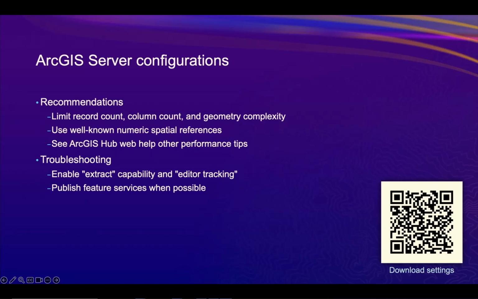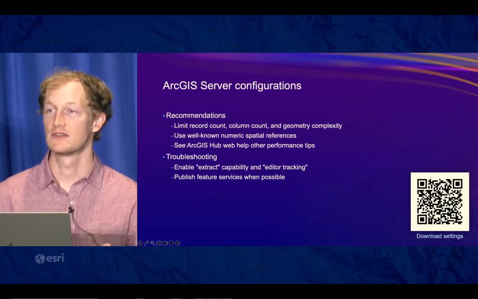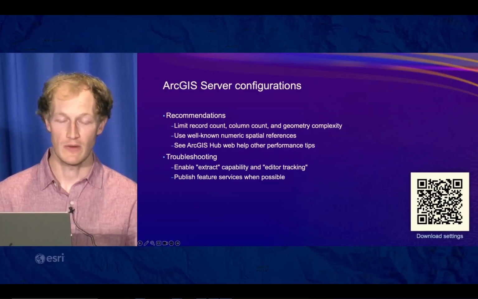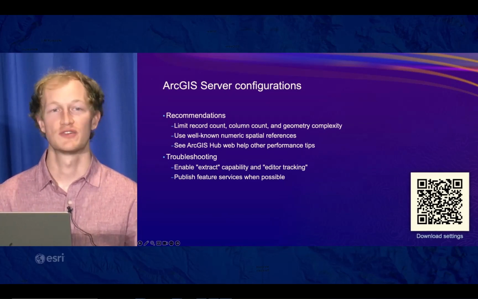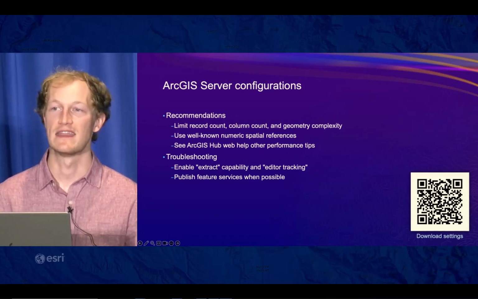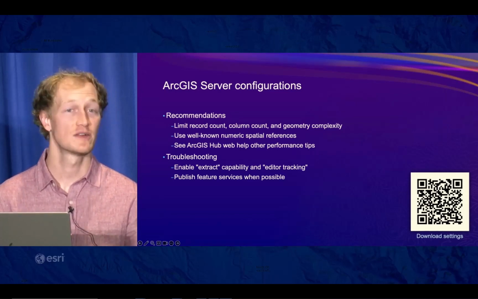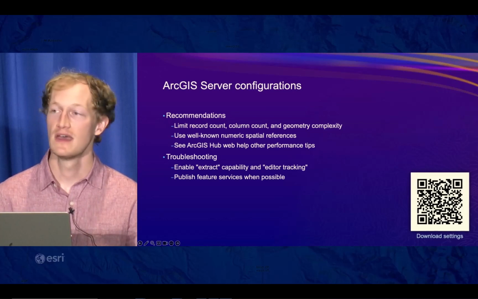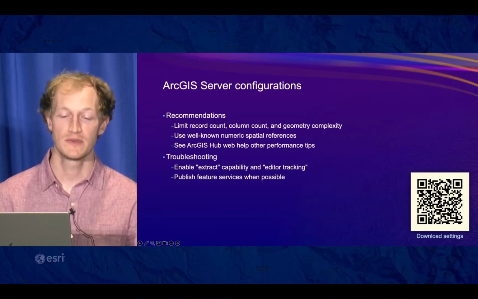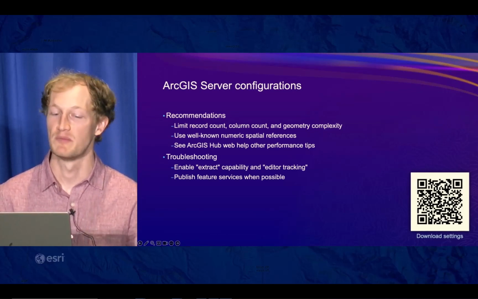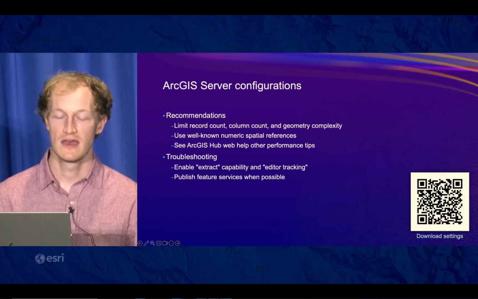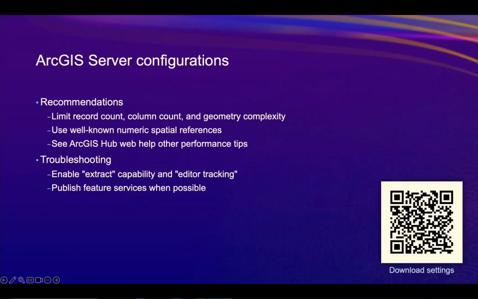Two of the biggest things we know about with troubleshooting are because certain settings are not turned on. We've worked with Enterprise and Online to try to get these turned on by default, and it hasn't happened yet. So if you have management workflows where you can't turn these on, let us know. We'd like to know why. But in general, where possible, try to enable extract as a capability and editor tracking. These both allow Hub to know when content has been updated. We'll have a last edit date of the data and the metadata, so we can check if our cache is out of date or not.